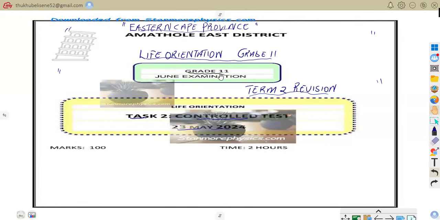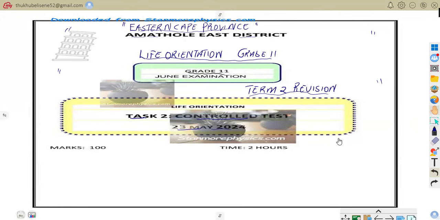Today, I want us to look at Life Orientation, Grade 11, Term 2 revision. We are going to prepare ourselves with the question paper that was written in Amatole East District, which is found in Eastern Cape Province. The paper was written on 23 May 2024. That is Task 2, a control test.